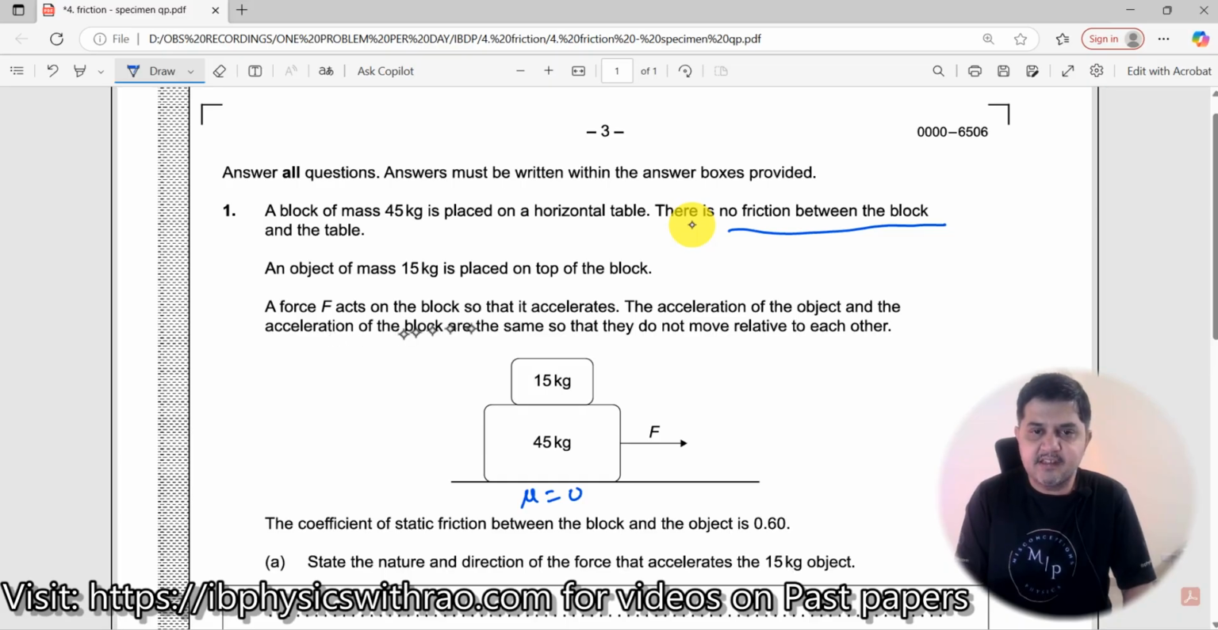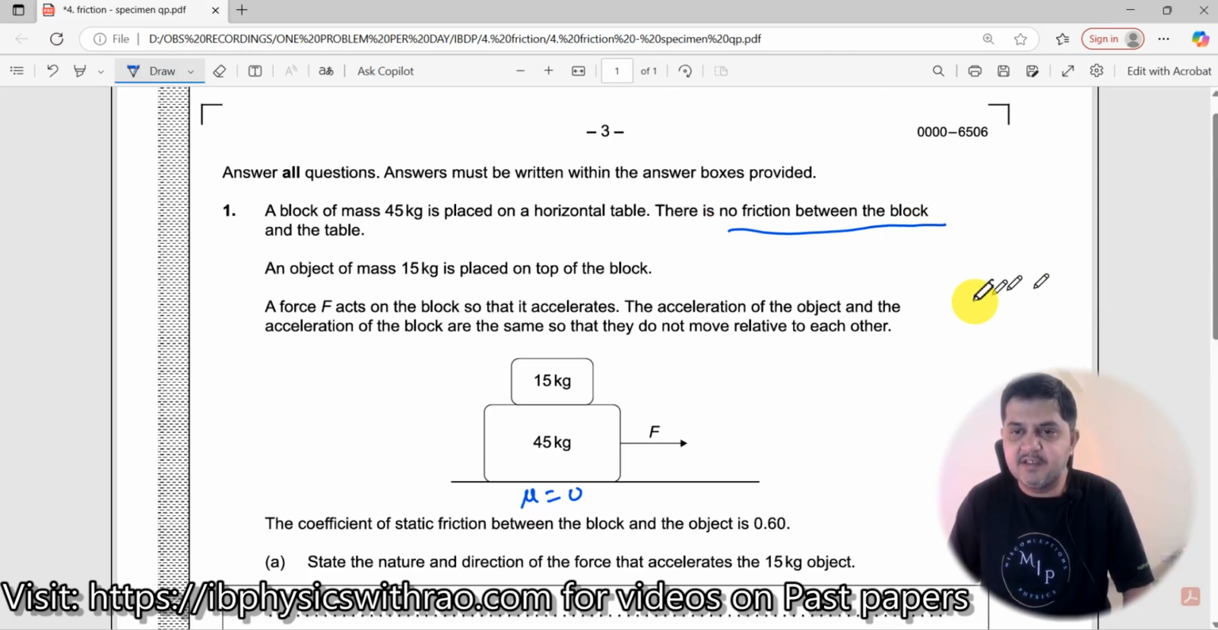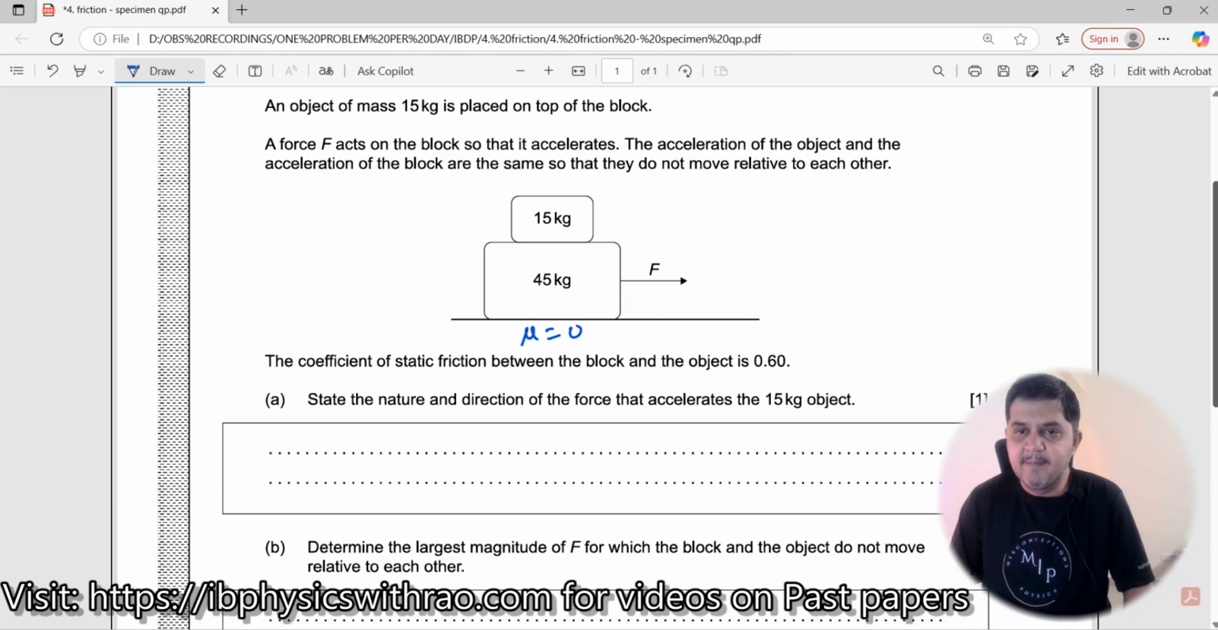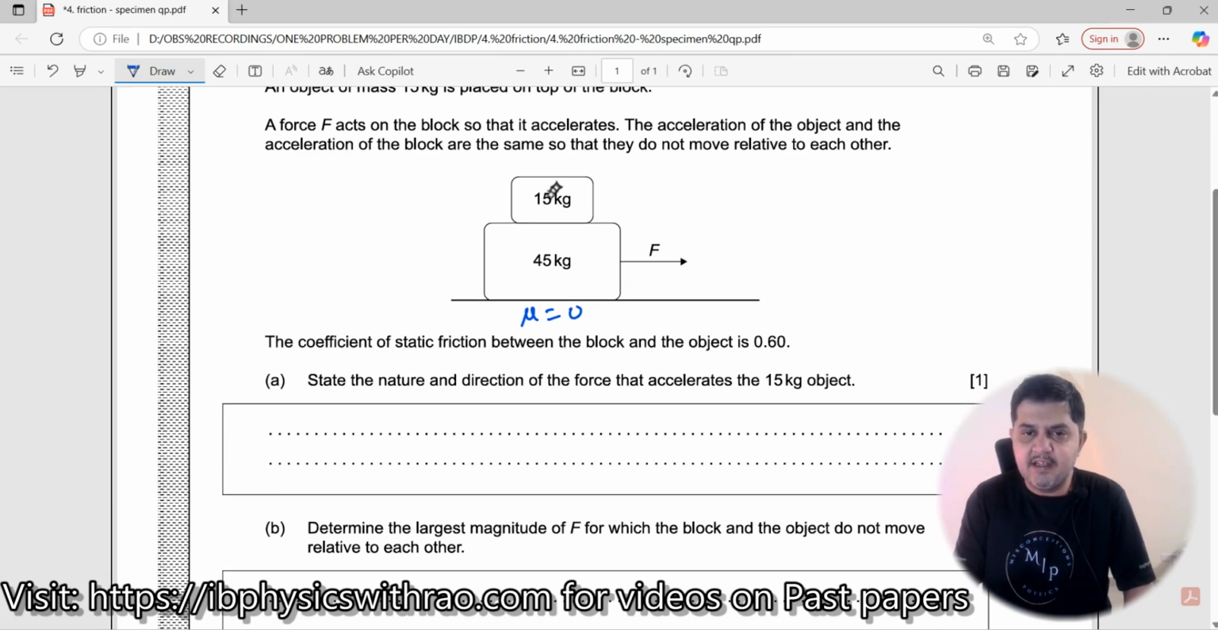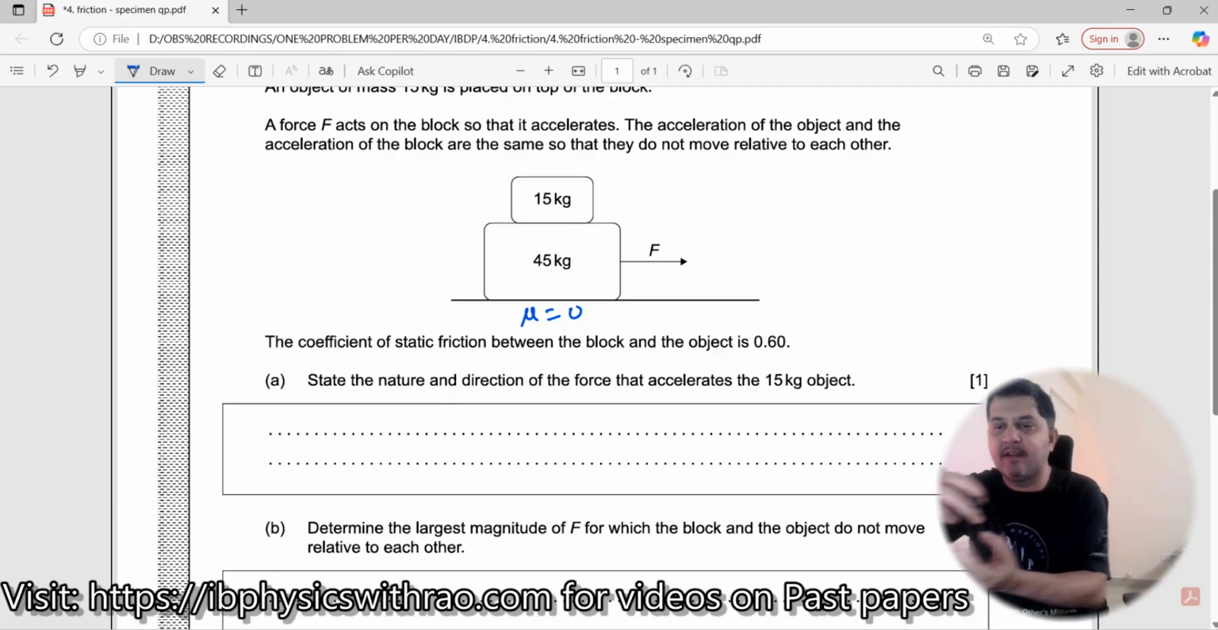The force F acts on the block so that it accelerates. The force F acts here because it accelerates. Definitely it has to accelerate because there's no frictional force. So even if you apply the slightest force, it should accelerate. The acceleration of the object and the acceleration of the block are the same so that they do not move relative to each other. Means what? So both the 15 kg and 45 kg are something like glued together. They're actually not glued, but they're staying in such a way that they're moving together.